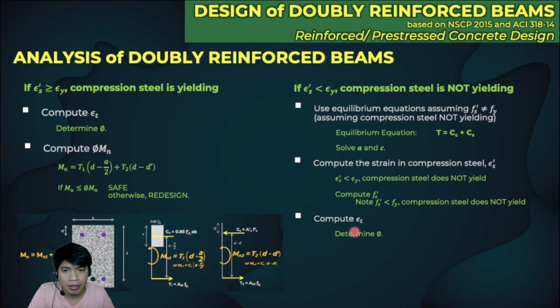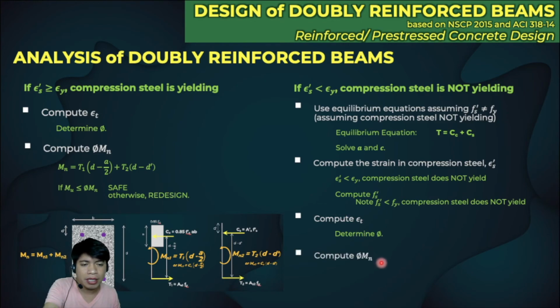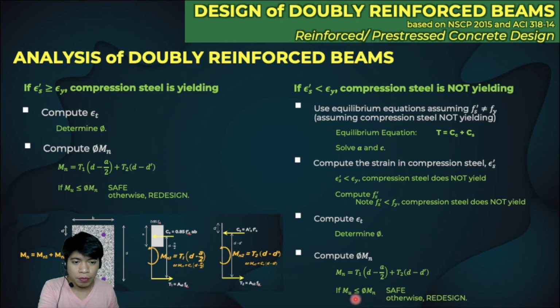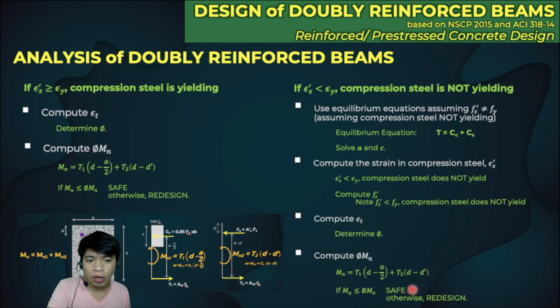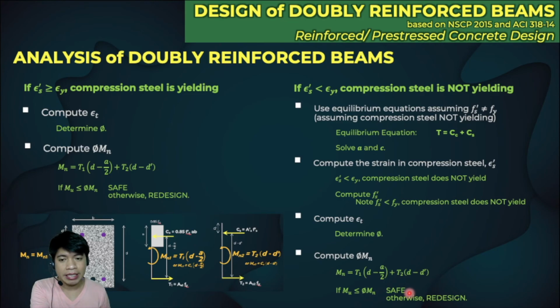Then we have to determine the phi. So, bale, dito na yung ating step, parang katulad na rin nito. Okay, then we have to compute the phi Mn, and then after that, i-compare natin siya to M sub u, and kapag na-satisfy natin to, then it is safe. Then otherwise, we have to repeat the design. So, redesign kapag hindi na-satisfy ito. Okay, so that's it guys.